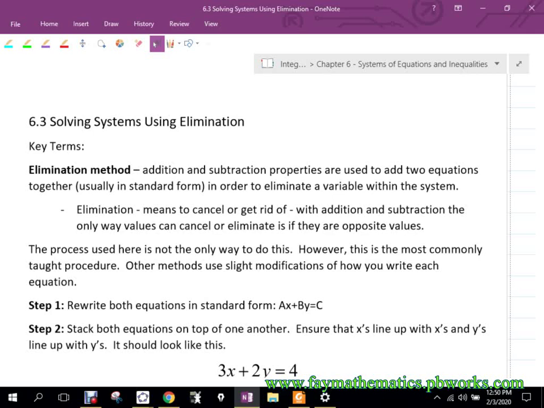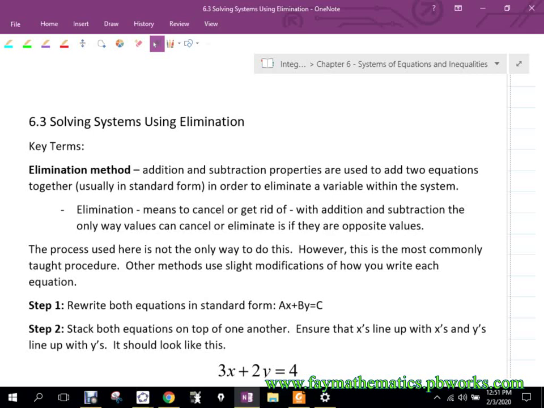So the elimination method says that addition and subtraction properties are used to add two equations together. They're usually going to be written in standard form in order to eliminate a variable within the system, and that variable is your choice. So elimination means to cancel or get rid of.